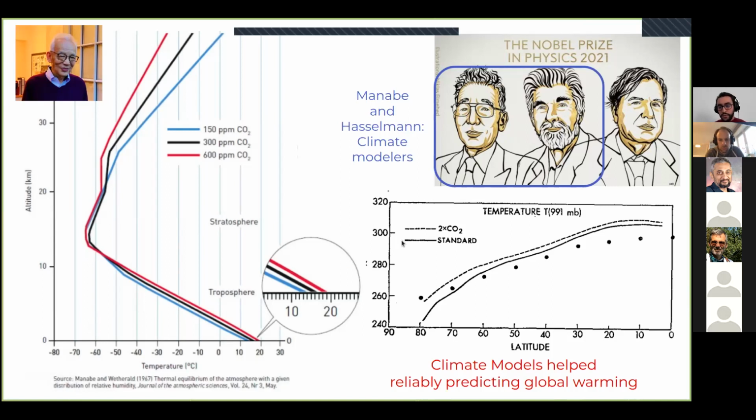They worked again on a more complex, but not too complex, model. It was a 3D model this time. And they found the same results. They found again that if they multiply by 2 the quantity of CO2, the temperature at the surface again increases. So here, I'm just showing you that climate models have reliably predicted global warming for a long time.